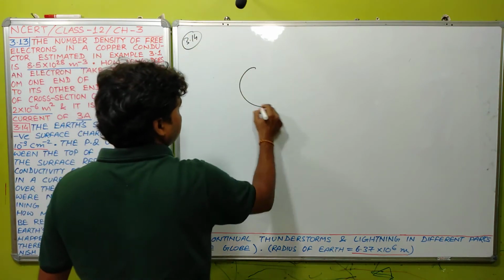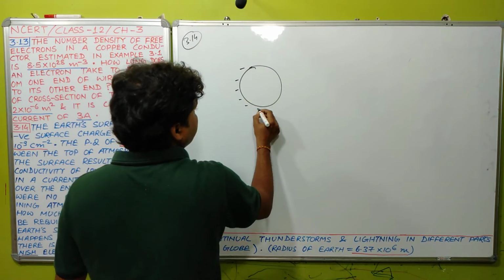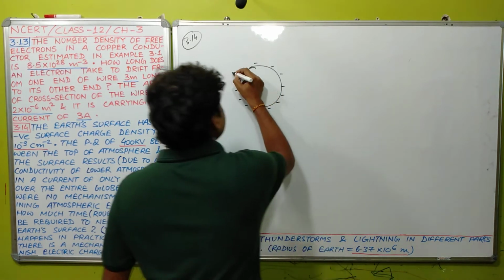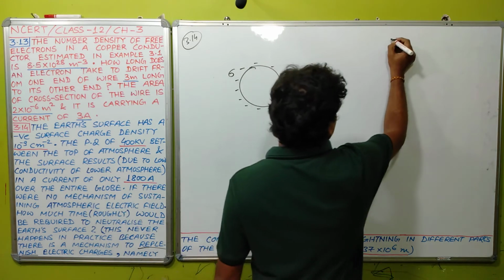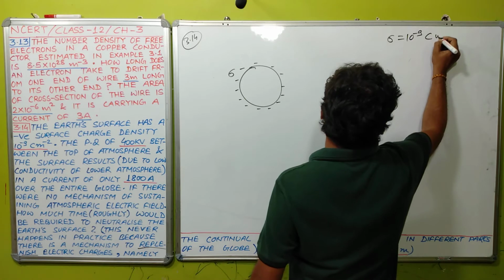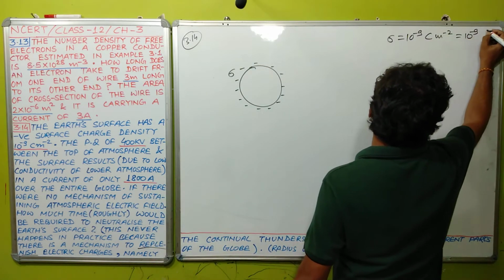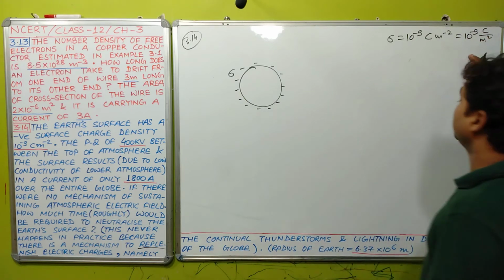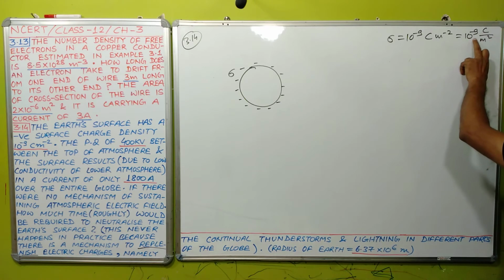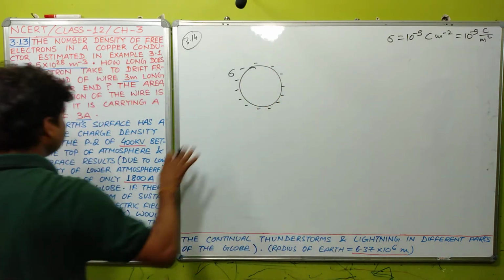Suppose this is your Earth. The question is saying the Earth's surface has negative surface charge density, which normally we represent by sigma, and its value is given. Sigma is 10 to the power minus 9 coulomb per meter square. This you can write in this way: in per unit area, 1 meter square, there is a charge of 10 to the power minus 9 coulomb. This negative charge Earth's surface has.